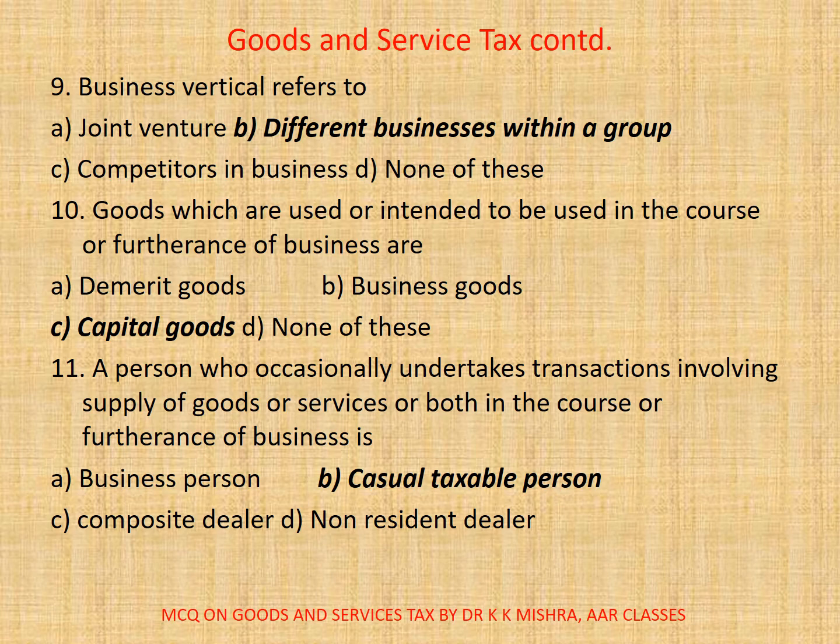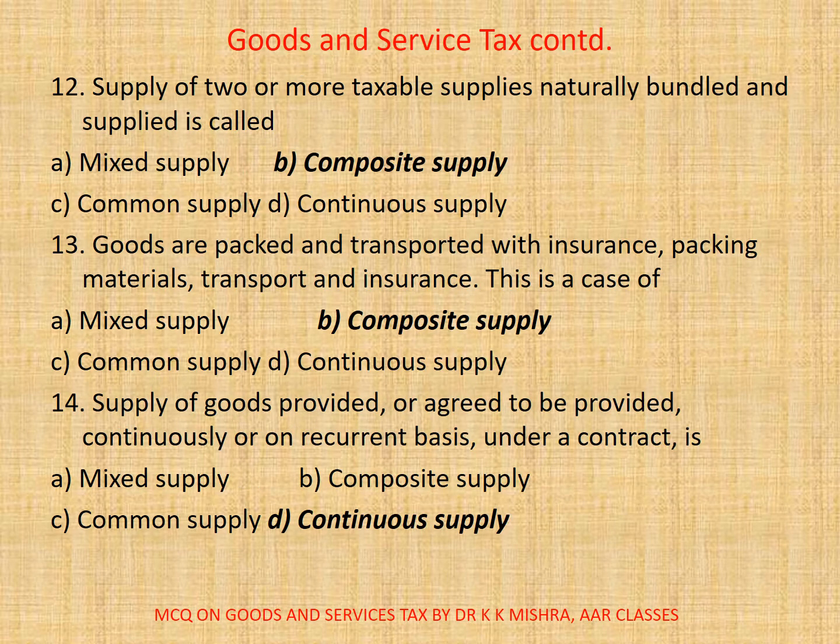11. A person who occasionally undertakes transactions involving supply of goods or services or both in the course or furtherance of business is A. business person, B. casual taxable person, C. composite dealer, D. non-resident dealer. Correct option is B. casual taxable person.